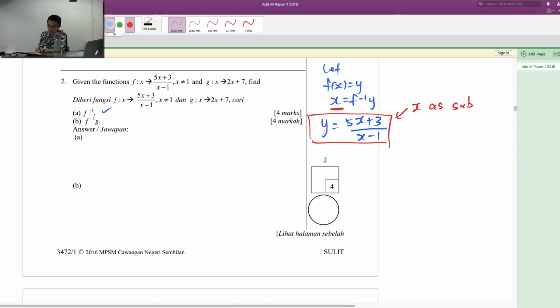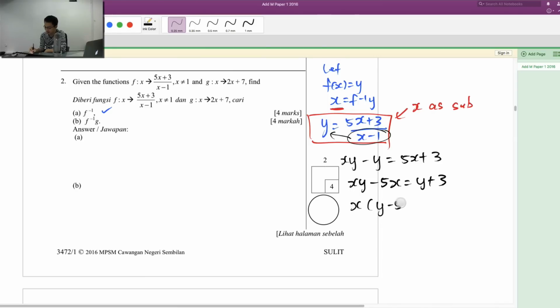So what I will do over here is multiply the (x - 1) to the other side. So I will have xy - y = 5x + 3. Since I want to make x the subject, whatever has x, I will group them together. So I have xy - 5x = y + 3. Then I will factorize out my x: x(y - 5) = y + 3. So therefore, my x equals (y + 3)/(y - 5).